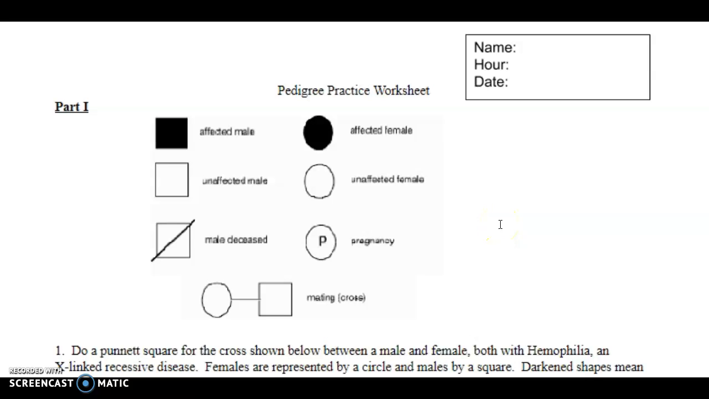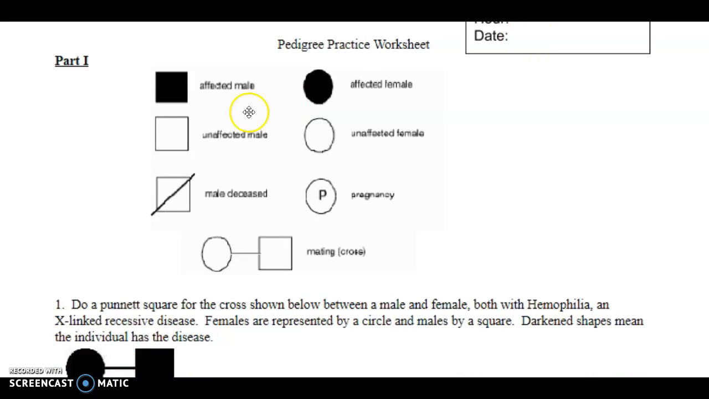Now we're going to do some pedigree practice problems, just to go back and review those a little bit. And here's our part 1. Affected male would be a colored in square. Unaffected male is a square.